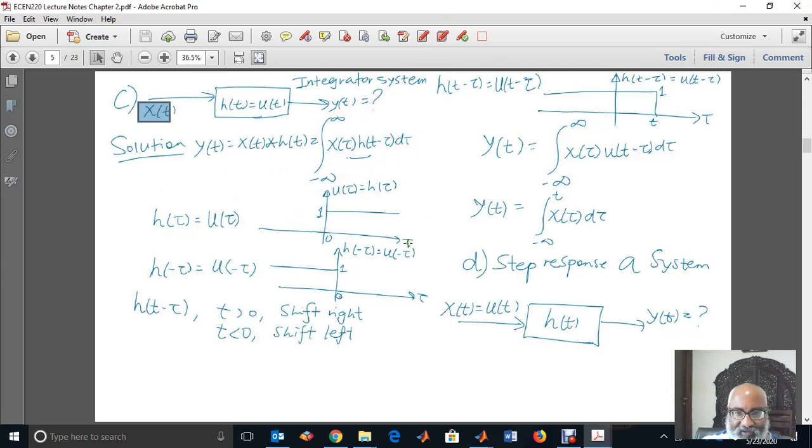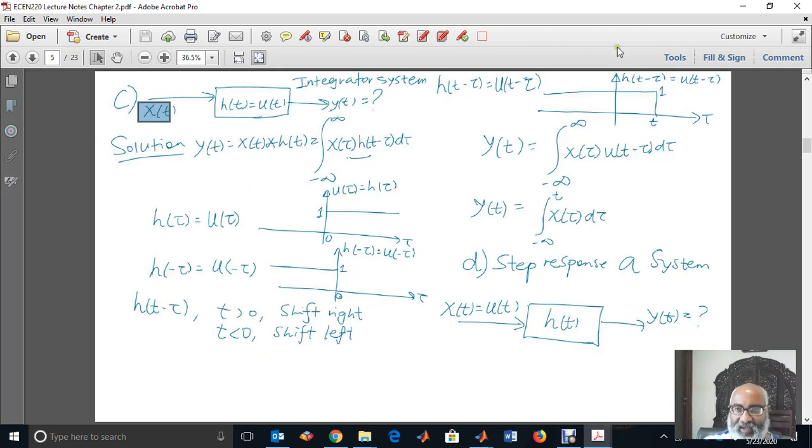Your axis will be now tau. So it will be 1 for tau greater than 0. This is h tau. For h minus tau, which is u minus tau, you flip it. So it will be 1 from minus infinity to 0, and 0 for tau greater than 0, because we flip it. Remember, we swap right to left, left to right. Then we get h of t minus tau. Shift it. If t is positive, shift right. If t is negative, shift left.